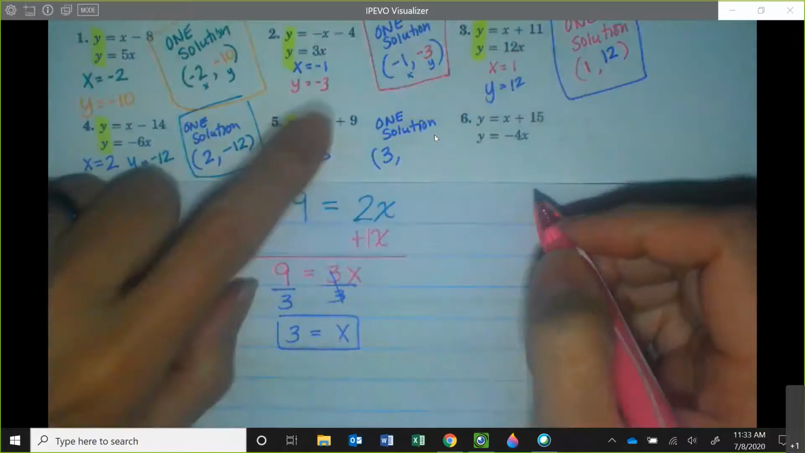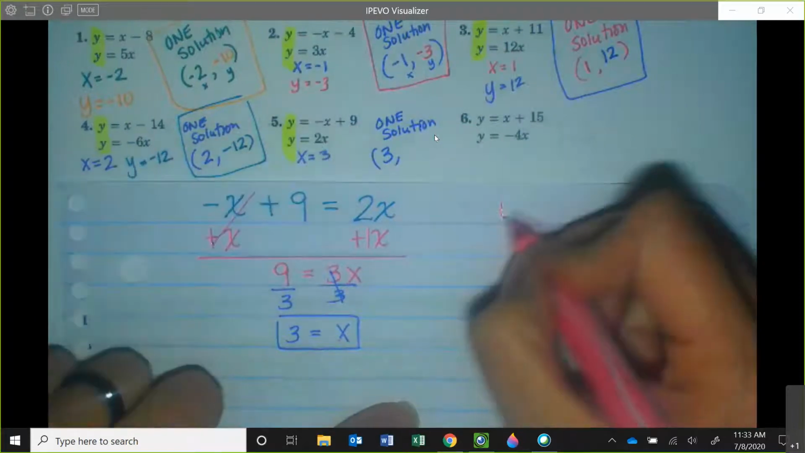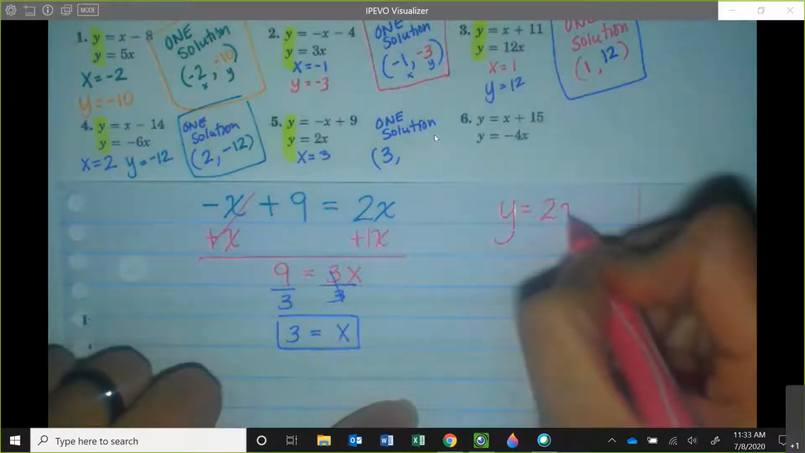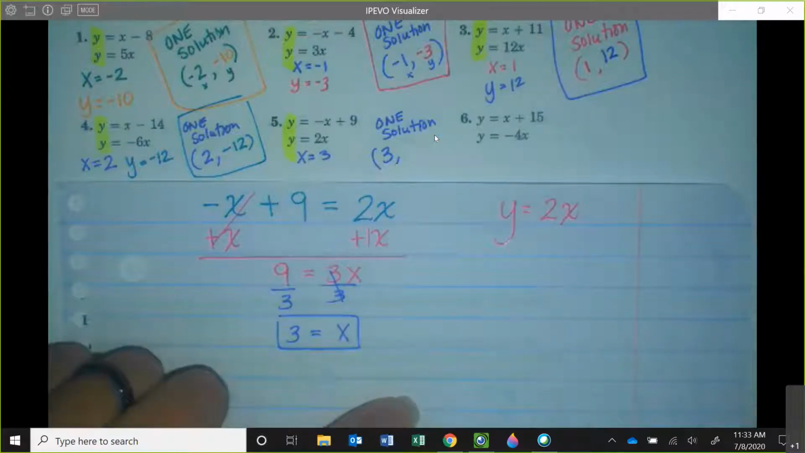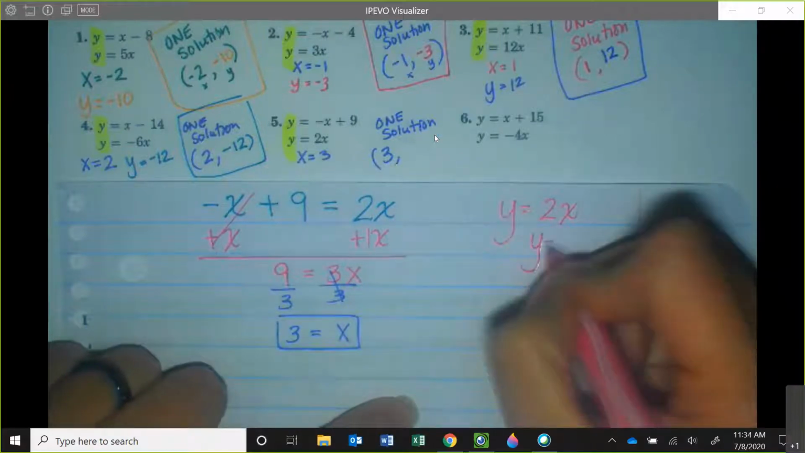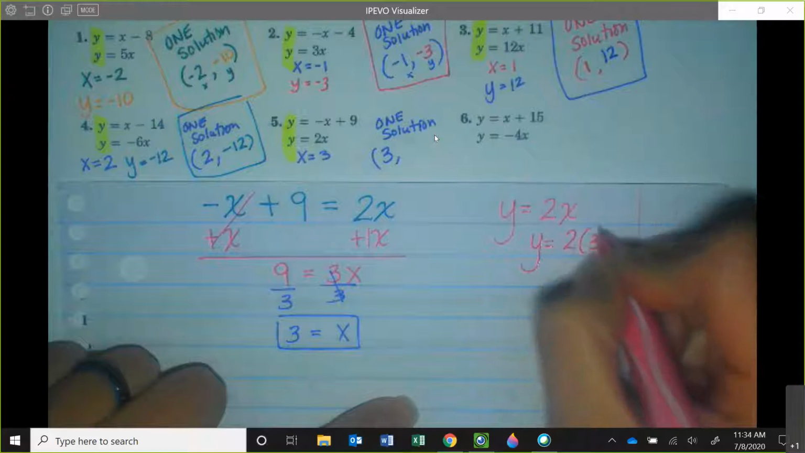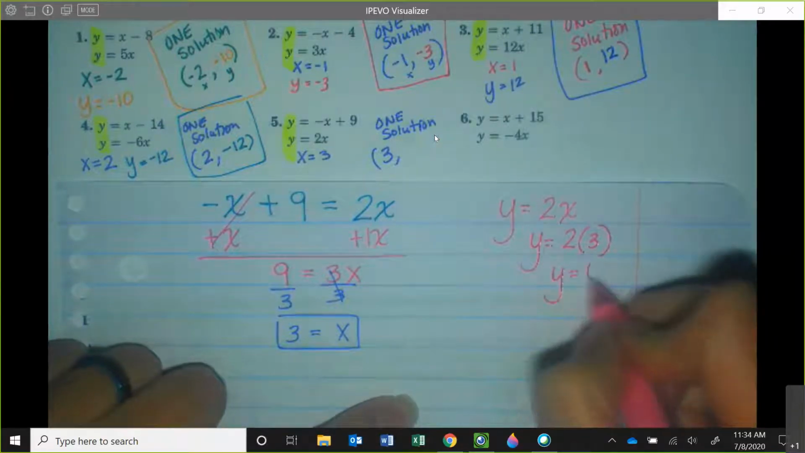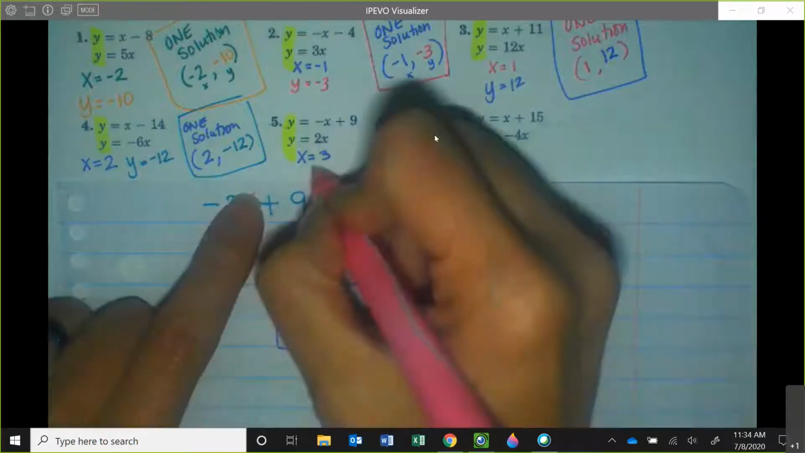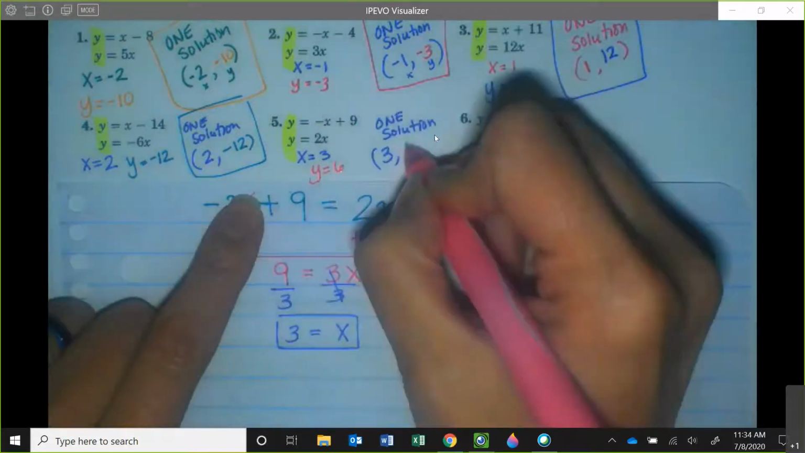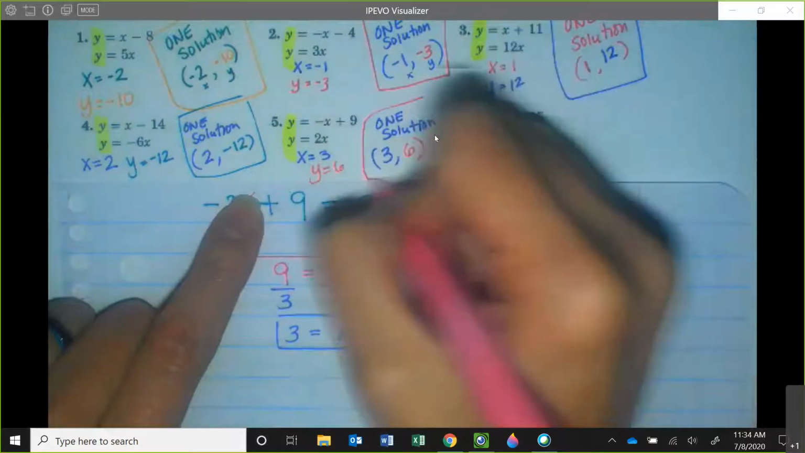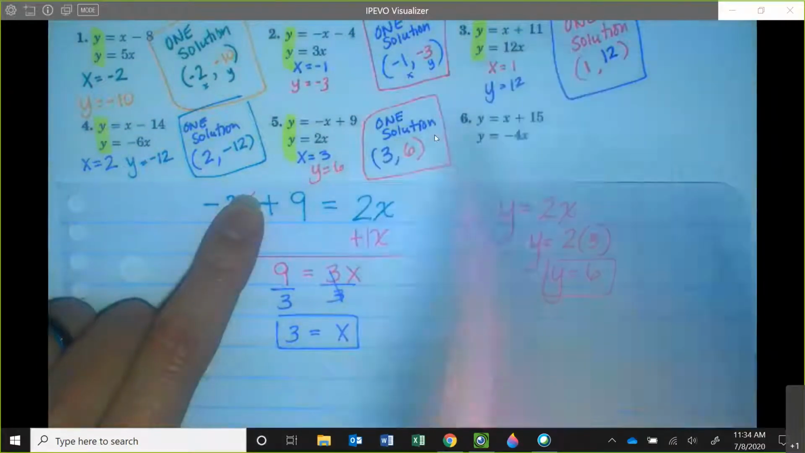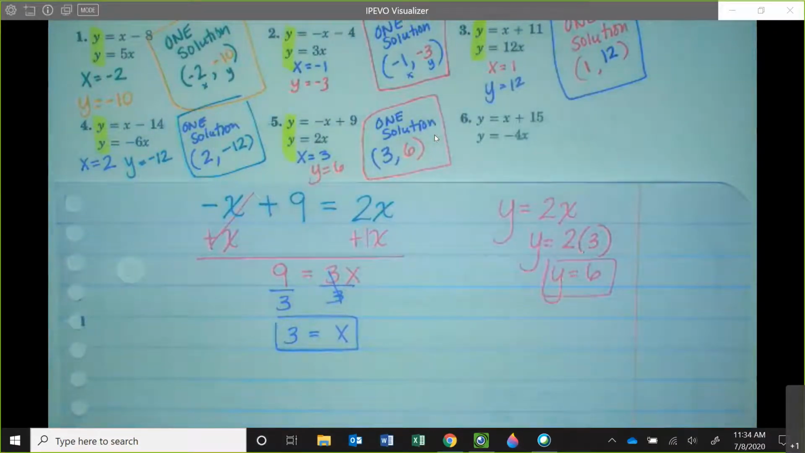Then you can pick either equation to work with. This time I'll pick the 2x. So we get y equals 2 times 3, because 2x means to multiply. And so we get y equals 6. And so then that finishes off our equation, and there's our 1 solution. Okay?